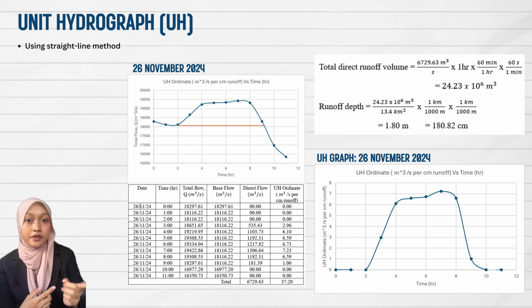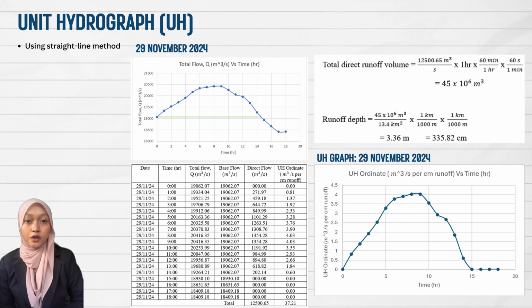Then this is the graph, UH ordinate. Same as before, for 29 November, total direct runoff volume is 45 multiplied by 10 to the power of 6 meter cube and 335.82 cm for runoff depth, and this is the UH ordinate graph for this day.